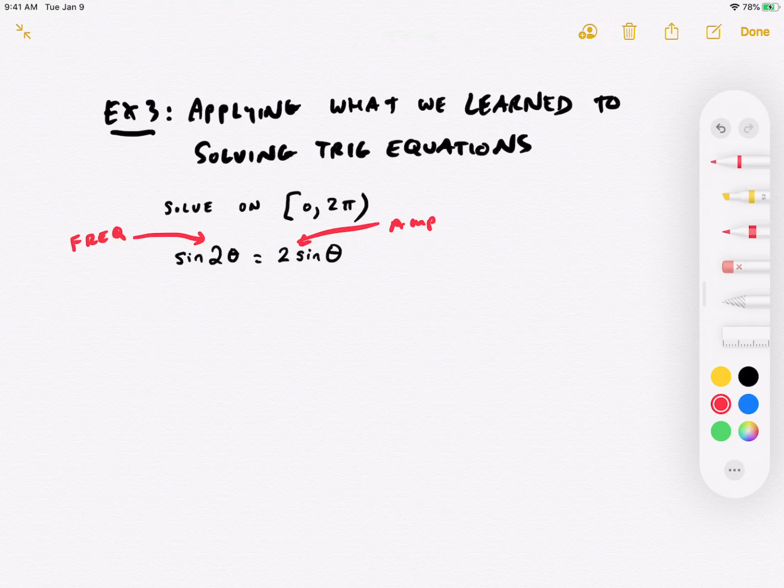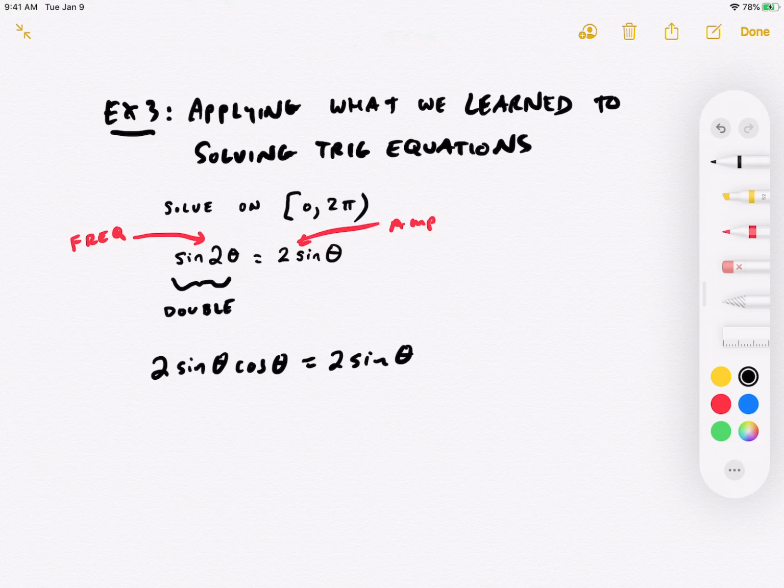Really, the only thing that you can do is say, oh, I have an identity for sine of 2 theta. I can substitute that identity in for it. And sine of 2 theta, according to that double angle identity, is 2 sine theta times cosine theta. So I have 2 sine theta cosine theta is equal to 2 sine theta. This is the equation that I wish to solve.